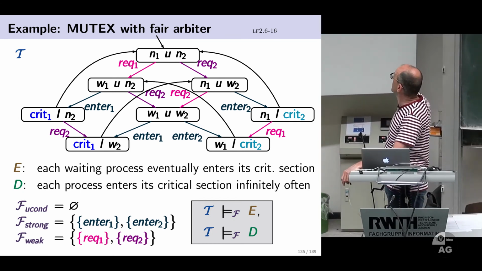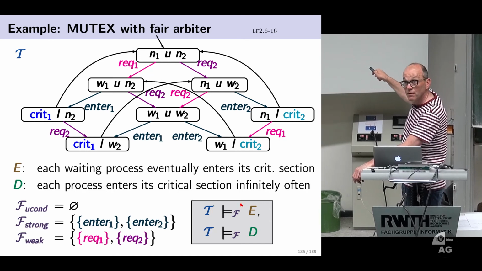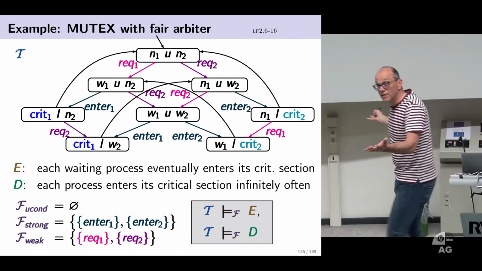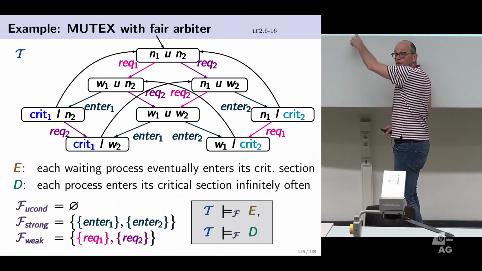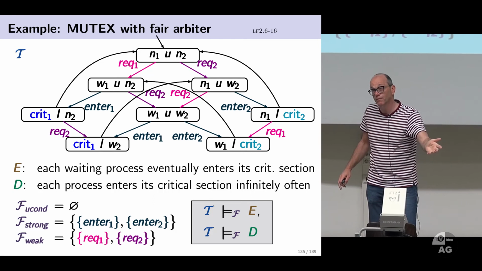Good, so now the question is, now my claim is, this still satisfies E. Why? Well, it already satisfied E when I had an empty set here. So that doesn't change. Why does it satisfy D now?